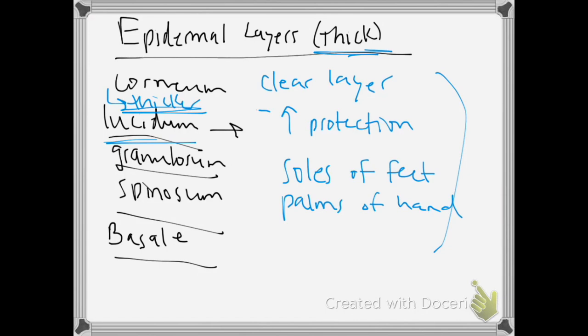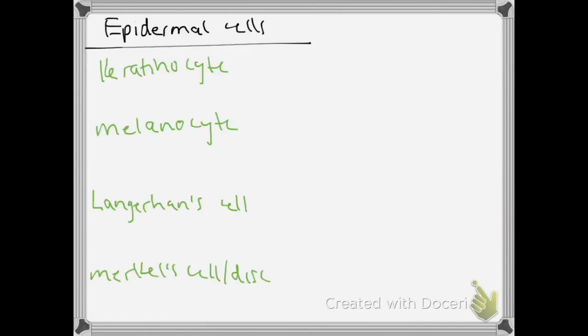Okay, next we're gonna do these different epidermal cells. So talking about keratinocytes, melanocytes, Langerhans, and Merkel cells. Let me write some stuff up and we'll go through it. So here's a few different cells that we'll find in those epidermal layers. So these keratinocytes, we've already talked about these. These are making this keratin.